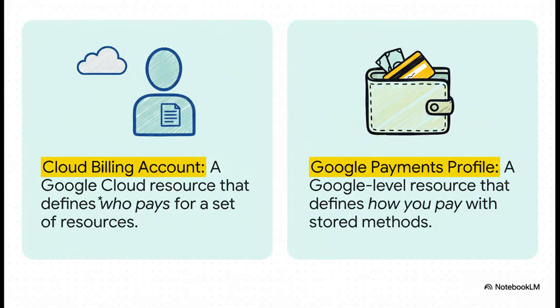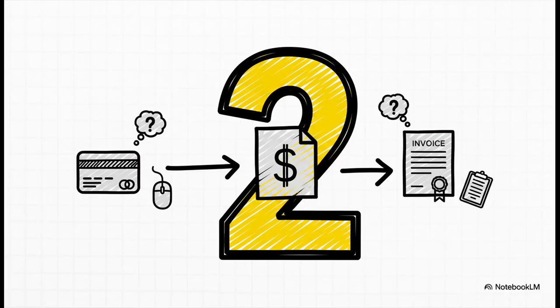So here's the core distinction, and it's super important. The billing account is like your company's internal accounting department for the cloud. It tracks who's spending what. The payments profile, that's the company's actual bank account. It's where the money comes from. One defines who pays, the other defines how they pay. Simple as that. Now, just to make things a little more interesting, not all billing accounts are created equal.